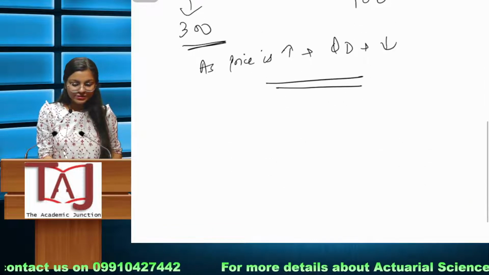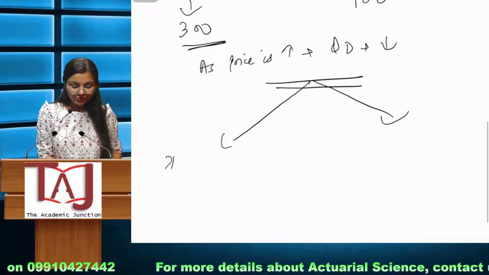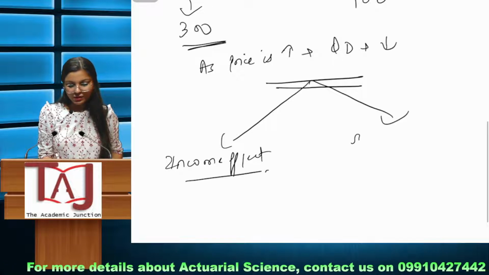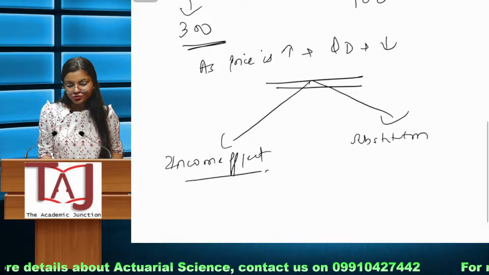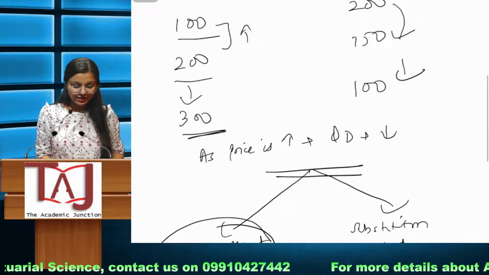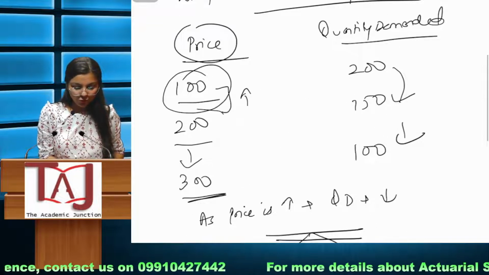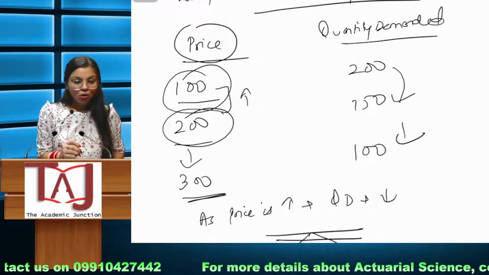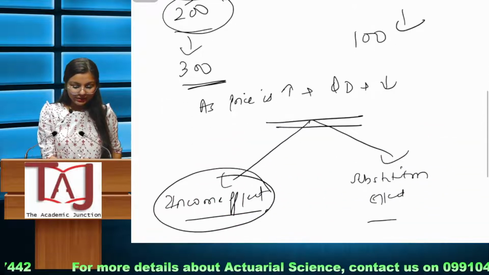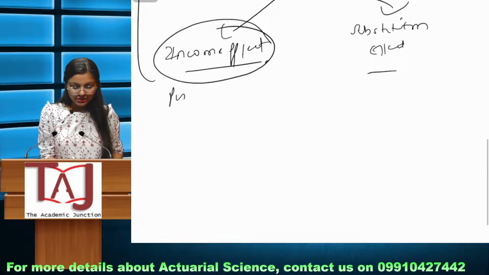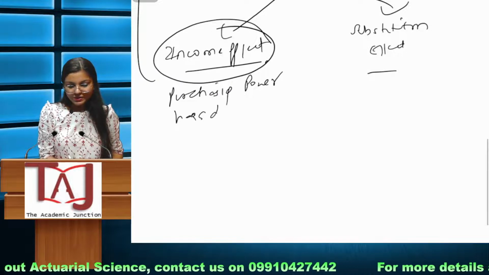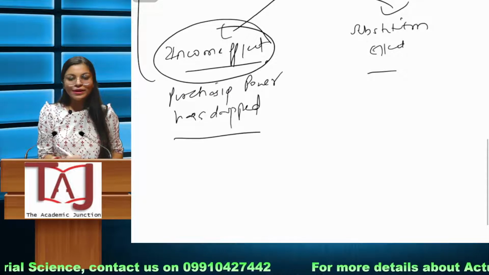Now why is this happening? This is happening because of two effects. One is the income effect, the other one is the substitution effect. Now, what does income effect say? Income effect says that when the price has moved from 100 to 200, although the income of the consumer has not changed, lekin can we say purchasing power has dropped? How has the purchasing power of a particular consumer dropped?